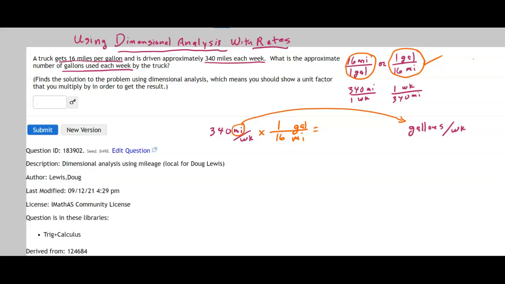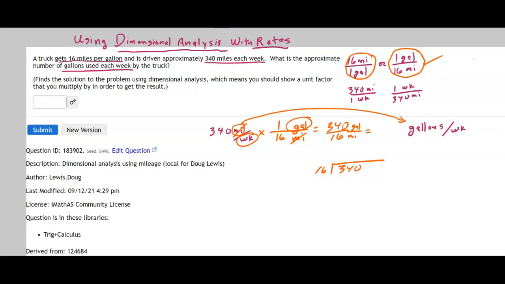We do that calculation. We get the miles we'll reduce, and we'll get gallons in the numerator and weeks in the denominator, or per week. So that gives us 340 over 16, and that's gallons over miles. And so we'll need to use our calculator to do that. Well, we can do it by hand or use a calculator. So I guess I'll do this by hand, although you're welcome to use a calculator.